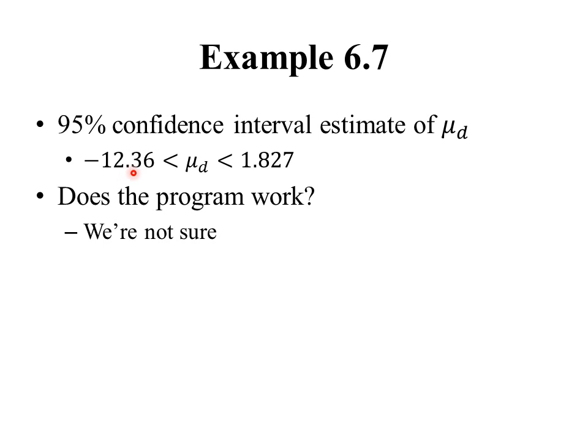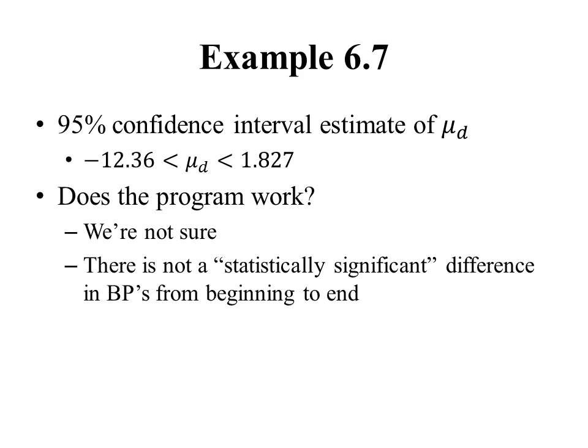The mean of the difference could be negative, which means that the program works. The difference could be positive, which means that the program doesn't work or has the opposite effect of what we intended. Or mu sub d could be 0, meaning that the program could have no effect. And so we're just not quite sure. So we would say that there is not a statistically significant difference in blood pressures from beginning to end. The differences could be very negative, the differences could be positive, they could be somewhere around 0. There's just not a statistically significant difference. So in this case, our data is a little bit inconclusive as to whether the diet is effective or not.